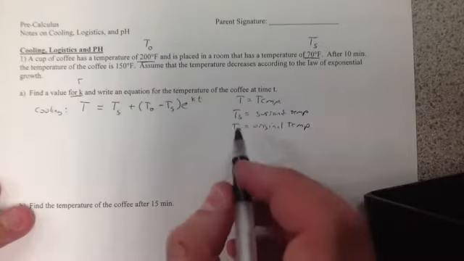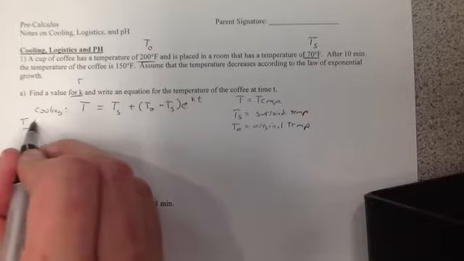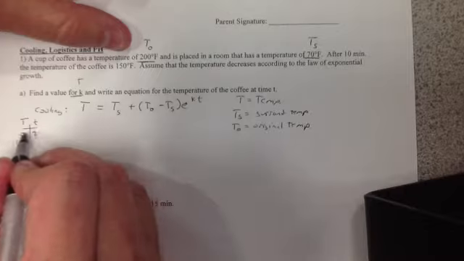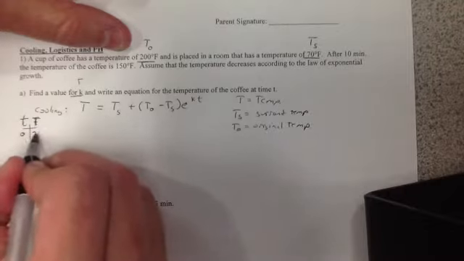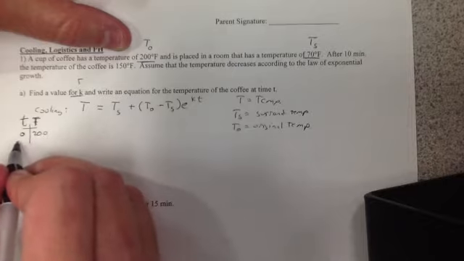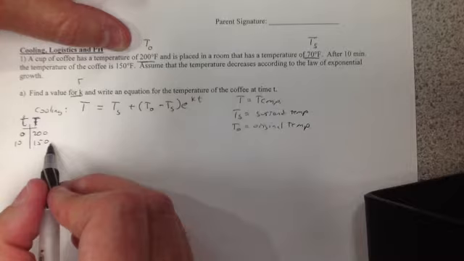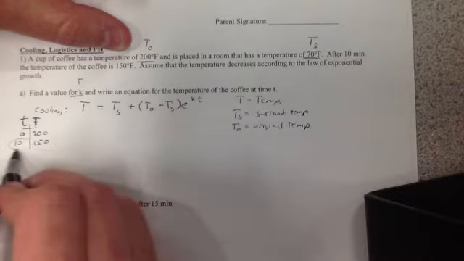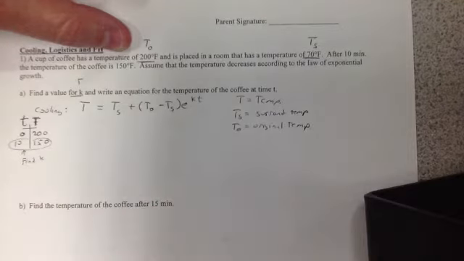Okay? So what we're asked to find is the value of K. Now we can do a little chart here. We have the temperature at a given time. Now they tell me at little t equals 0, the coffee, big T, is 200 degrees. 10 minutes later, it's at 150. Now if I plug in 0 here, that's just going to give me 200. To find K, or the rate, I'm going to use what happens in 10 minutes.